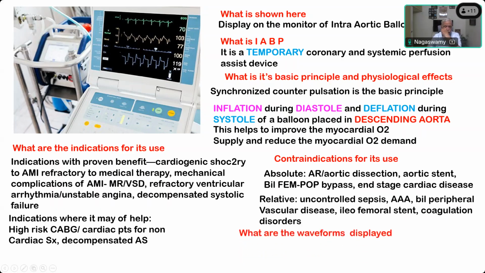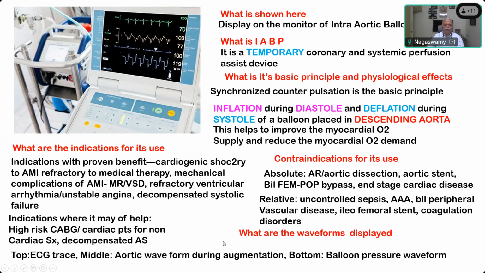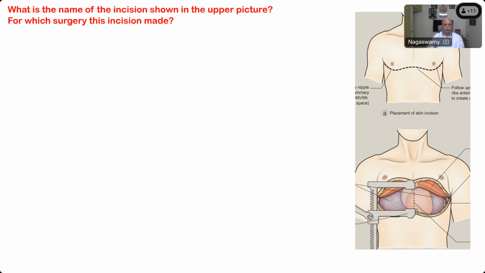What are the waveforms that are displayed in this monitor? First one is ECG, sir. ECG, very easy. Second, third. The waveform should be during the balloon inflation and deflation. Okay? So ECG trace, middle one is aortic waveform during augmentation, bottom is balloon pressure waveform. So these are the three waveforms that you see.